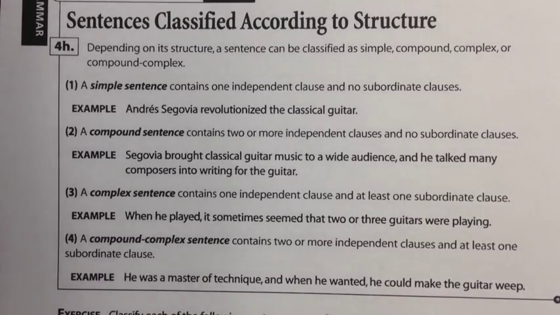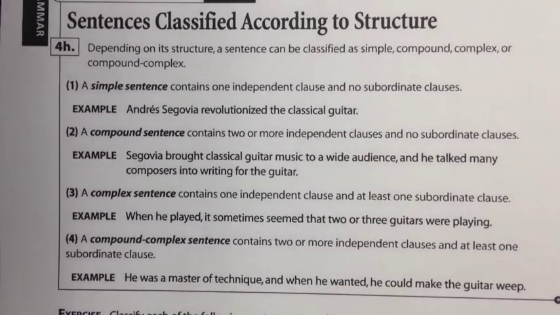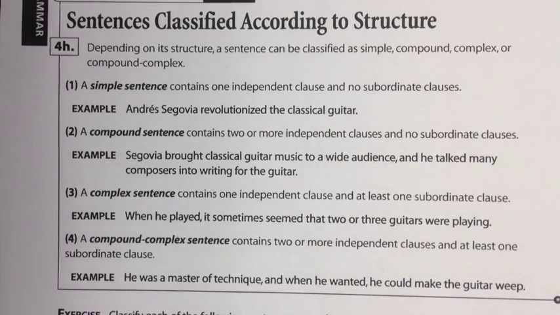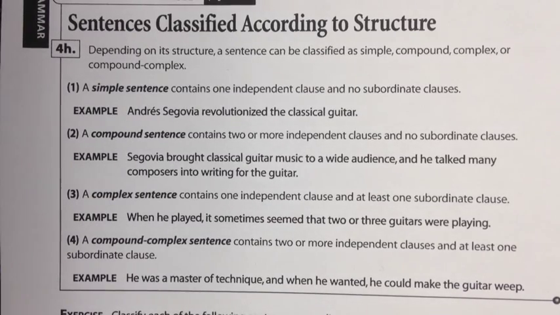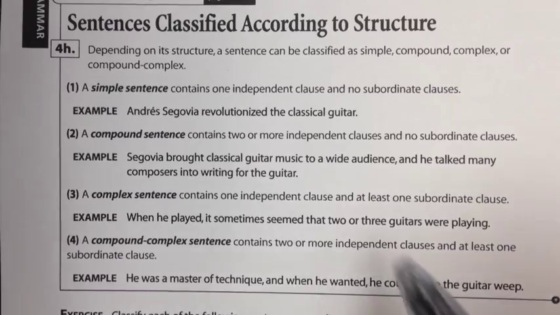Alright, so in this video what we're looking at is sentences classified according to structure. The way we do this is we have to count the number of independent clauses and also decide whether or not there are any subordinate clauses. So here are the four types of sentences in the English language.